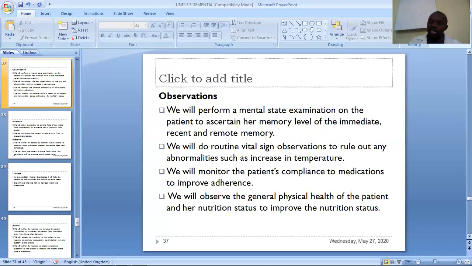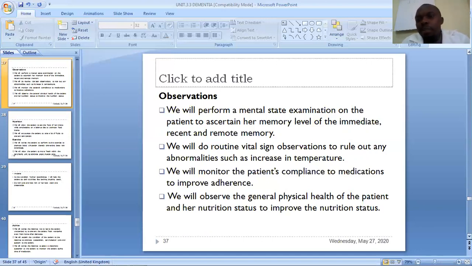Observations. What kind of observations does a nurse need to do on a patient with dementia? We will perform a mental state examination on the patient to ascertain her memory level of the immediate, recent, and remote memory. We will do routine vital signs observations to rule out any abnormalities such as increase in temperature, rise in the blood pressure. Because remember, any rise in the blood pressure may cause some rupture of some blood vessels in the brain, further leading to ischemia, which will further damage the brain tissue.